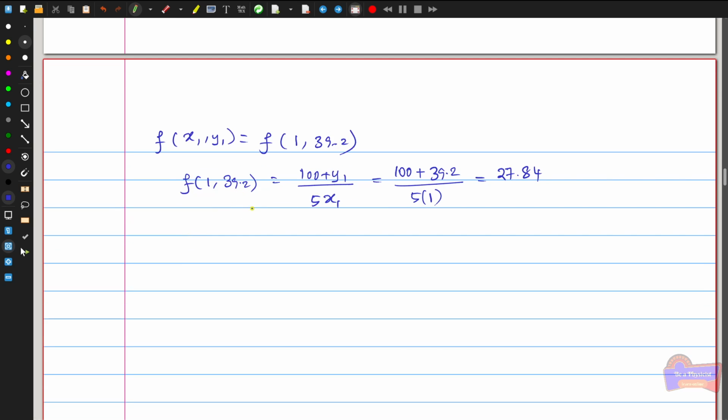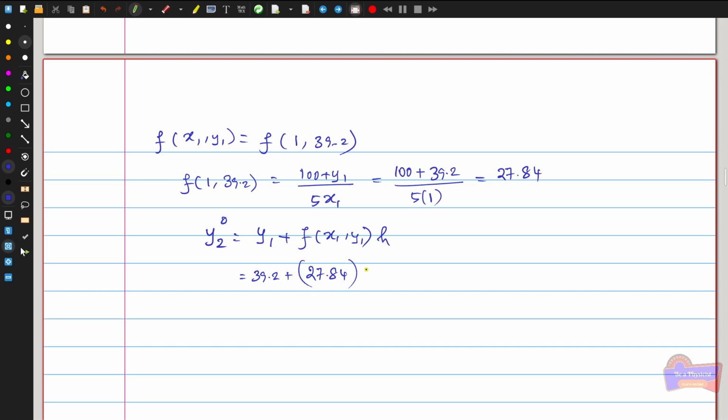Similarly, I can predict the value using the predictor formula: y2 of 0 is equal to y1 plus f of x1 comma y1 into h. That is equal to the y1 value we have calculated as 39.2 plus the slope we have calculated, 27.84, multiplied by the value of 0.5, which will give you the value of 53.12. That is my y2 of 0, the predicted value.